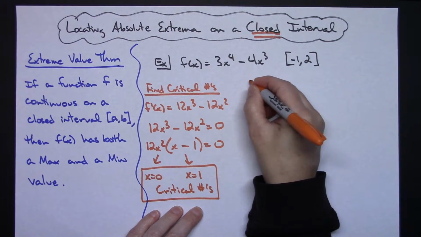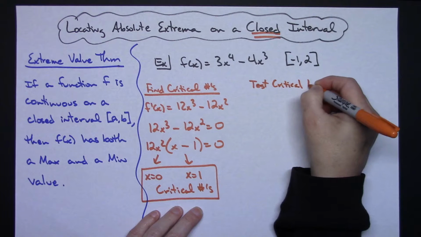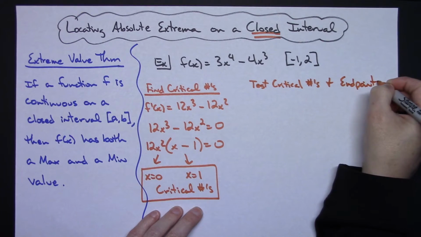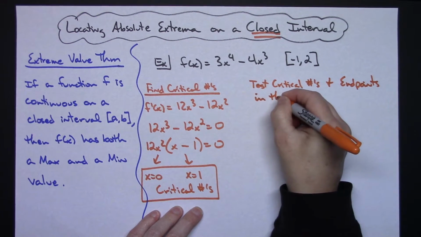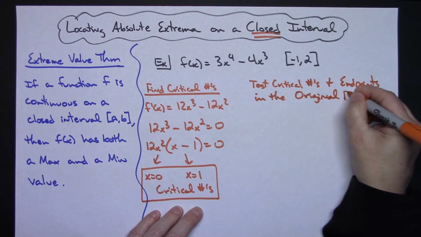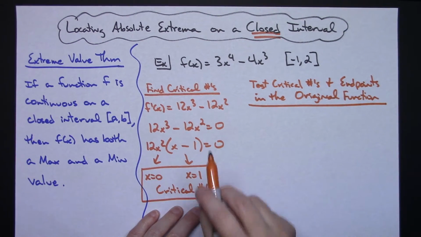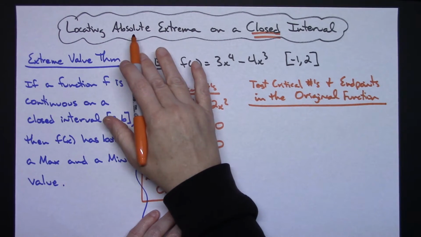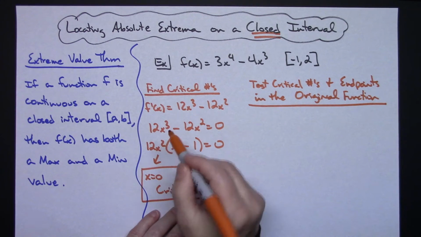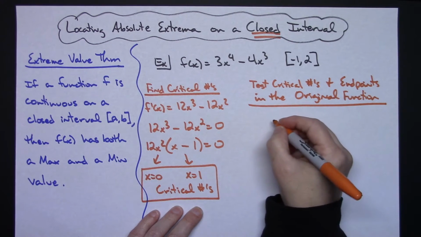So let's write down what we're going to do here. We're going to test our critical numbers and endpoints in the original equation. I think sometimes students forget that they're supposed to plug it back into that original function. Because what are we wanting? We're wanting the absolute extrema, so we're wanting maximum points and minimum points of the original function, not of the derivative. So plugging that back into the original function is going to be extremely important here.